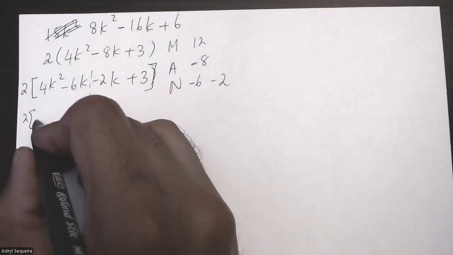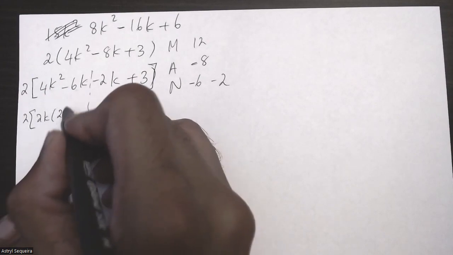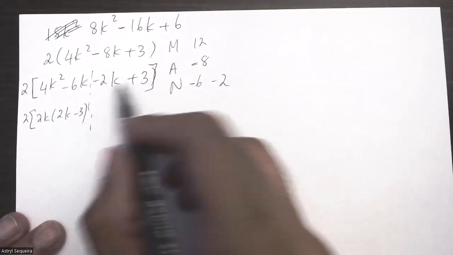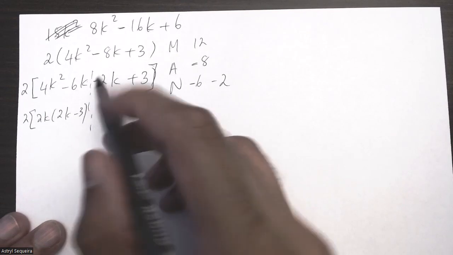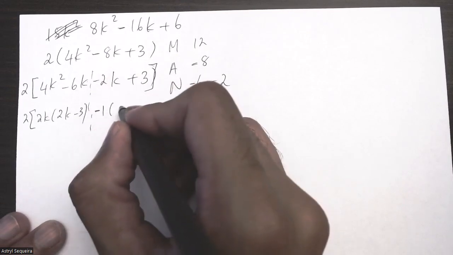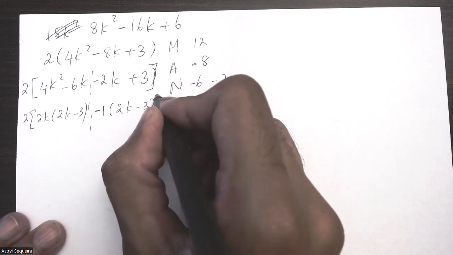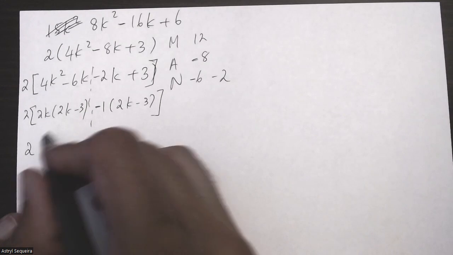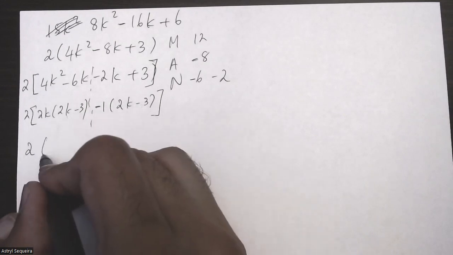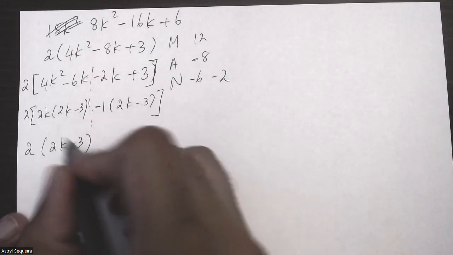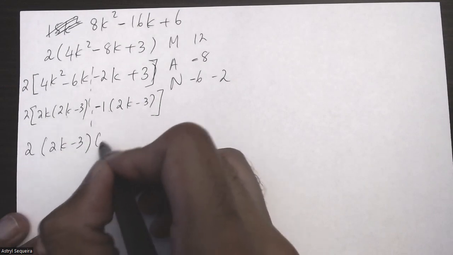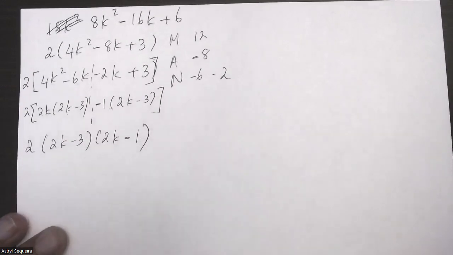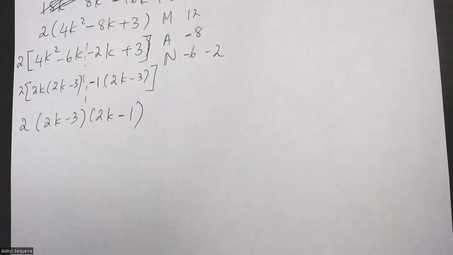My common factor for these two is 2k, and I'm left with 2k minus 3. For these two, there's no common factor, but I want to take this sign, so negative 1, and this is going to flip to 2k minus 3. And then I can write my final solution, now I can just factor out 2k minus 3. I'm left with 2k minus 1, and that is my final solution for this question. So that covers complex trinomials.